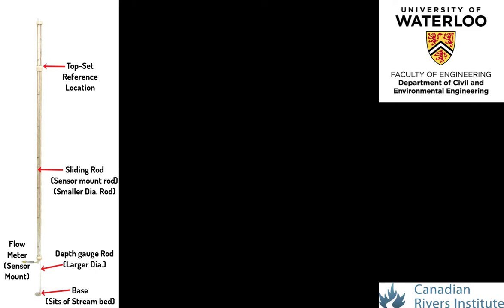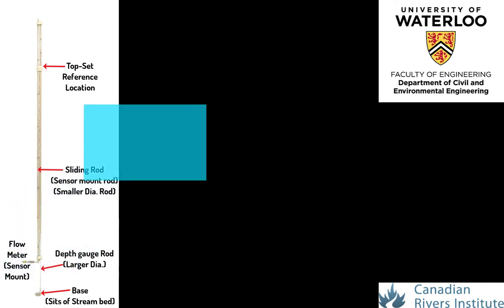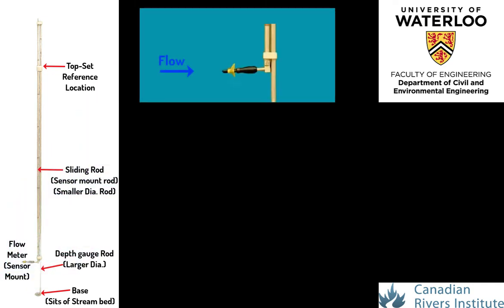Finally, the topset reference location is the location where flow depths are measured from, and in the event that velocities are only being obtained at the 6/10 depth location, the depth of the velocity observations can be set without any additional calculations. Different flow meters or sensors can also be affixed to the topset rod.